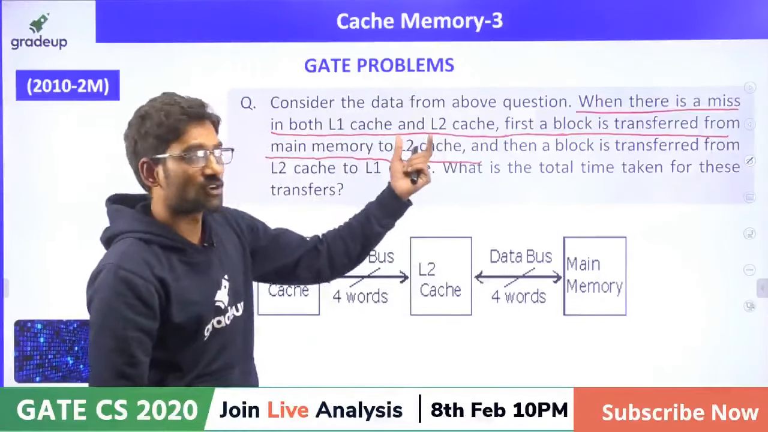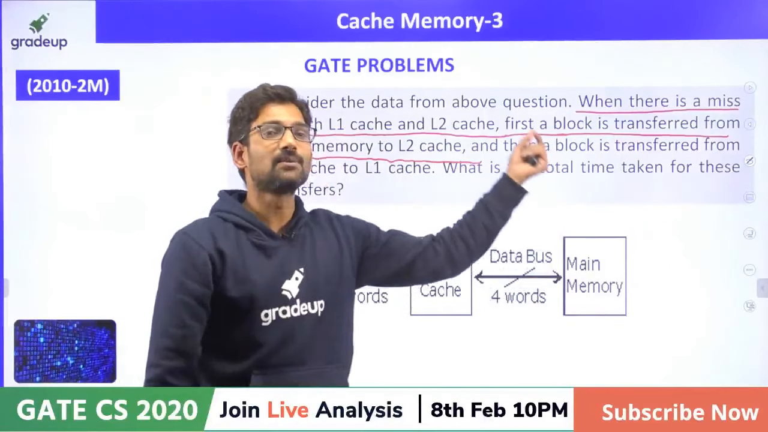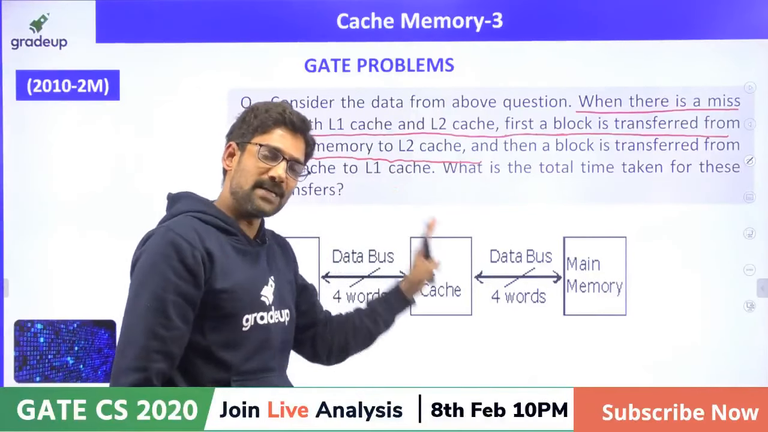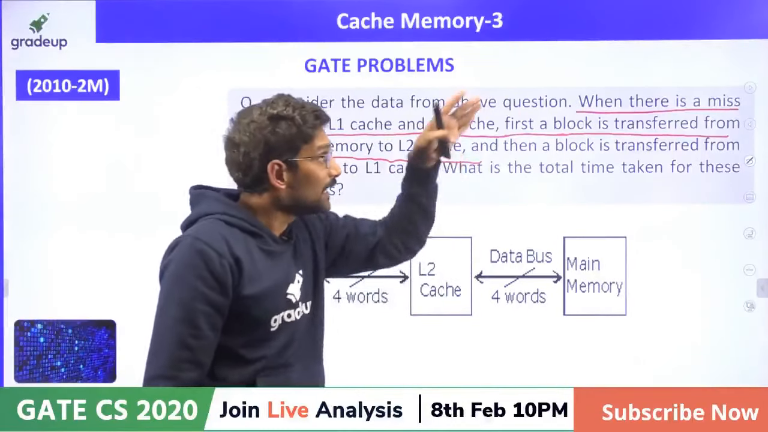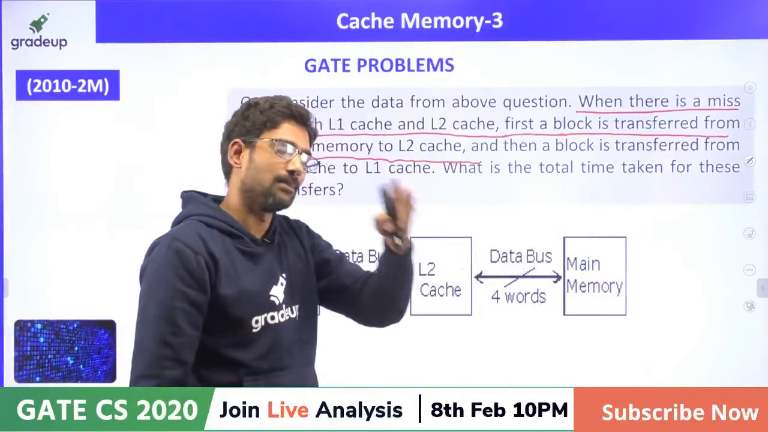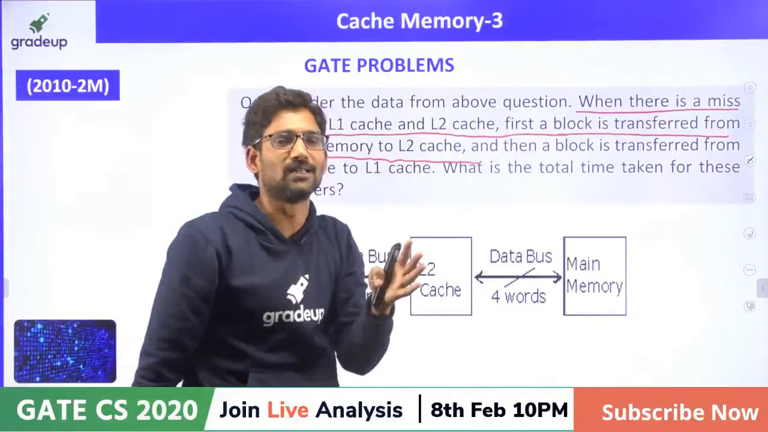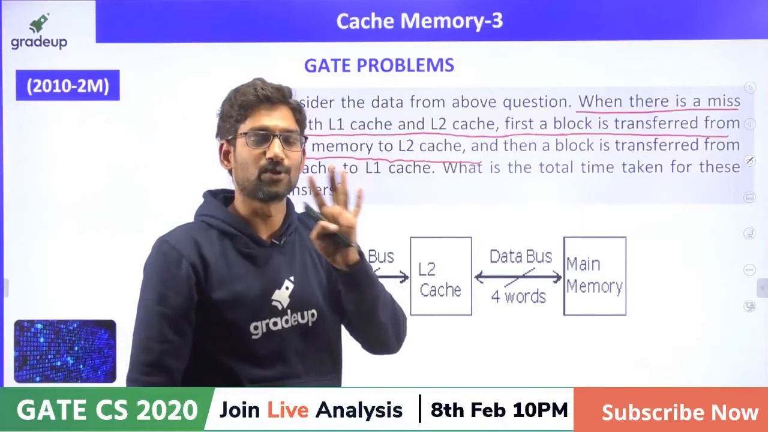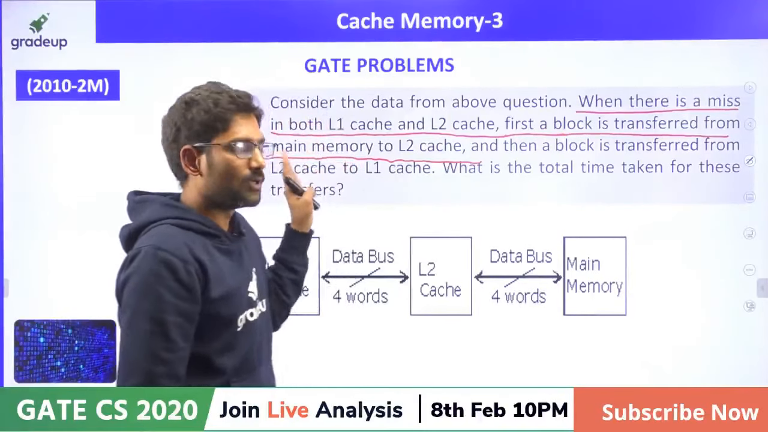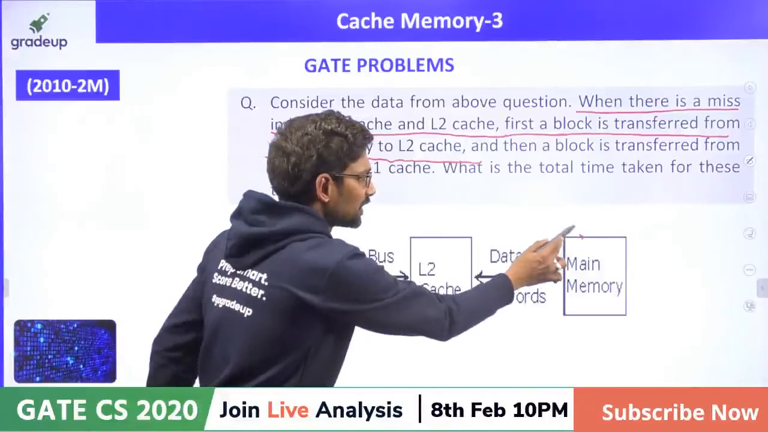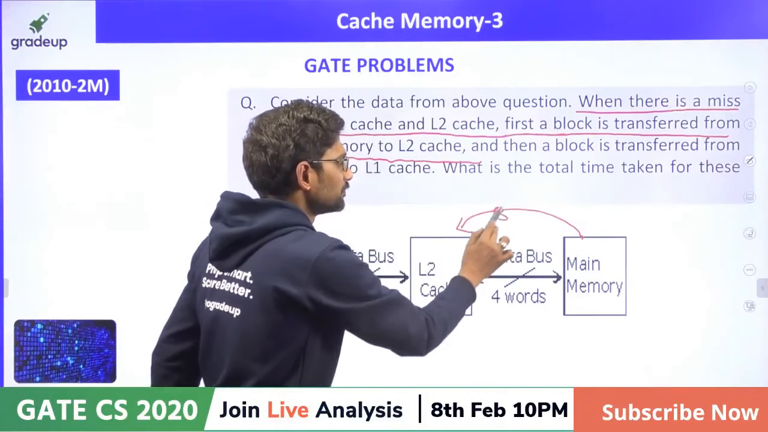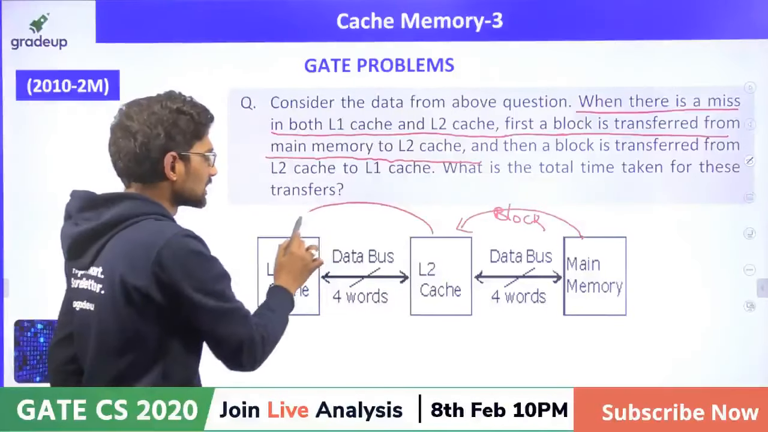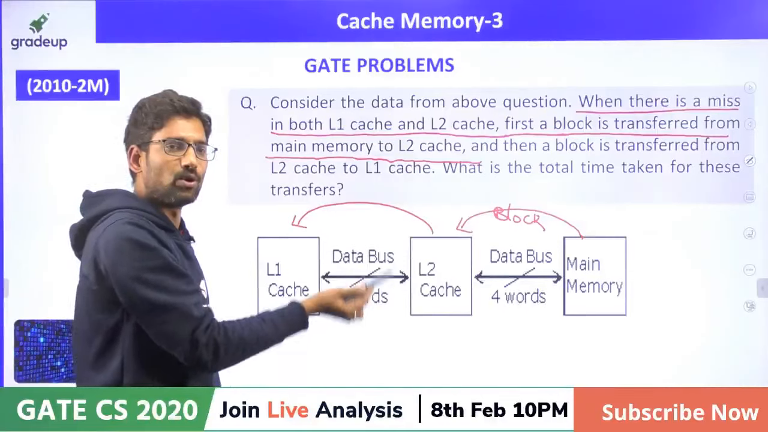If you observe here, it is not given that hit with main memory. Observe the question. It is given miss with L1, miss with L2, but it is not given hit with main memory. Why? For main memory, there is no option. It should be hit. That's why. You should understand this. So, first a block is transferred from main memory to L2. Then a block is transferred from L2 to L1.